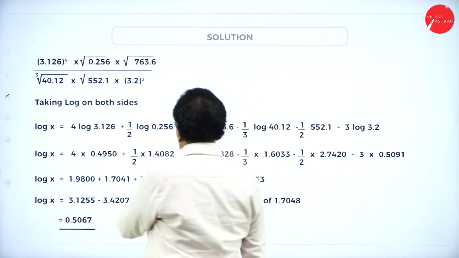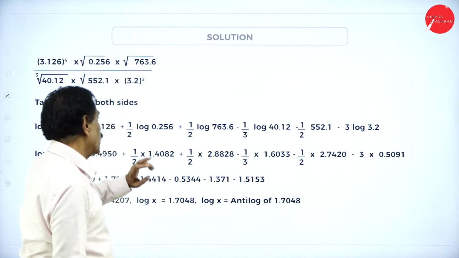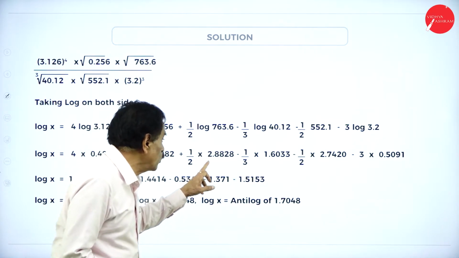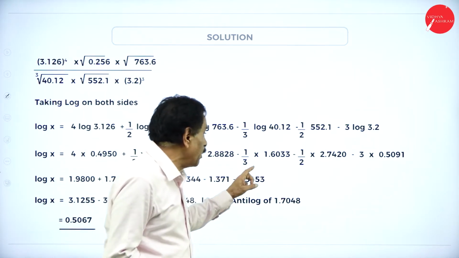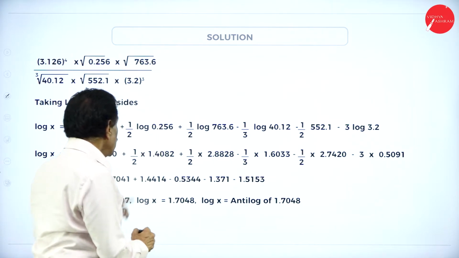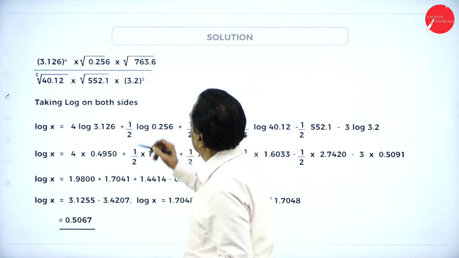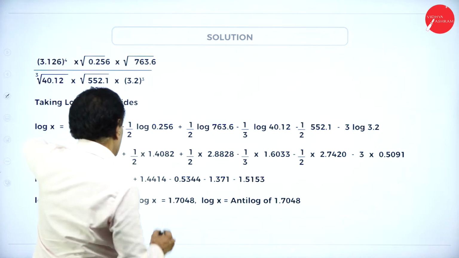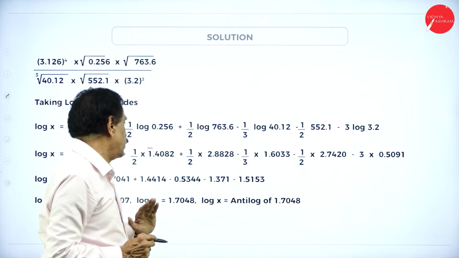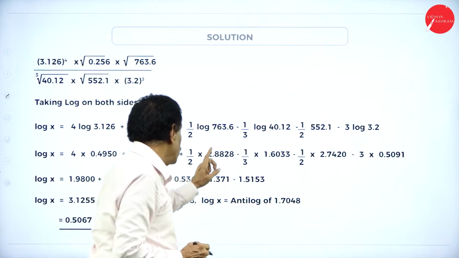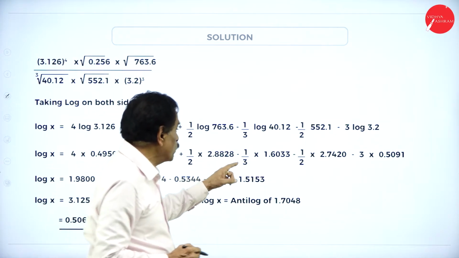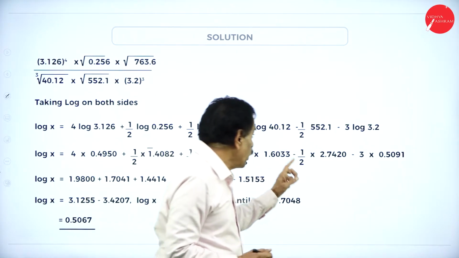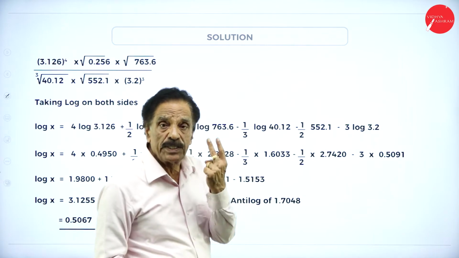Plus half log of 0.256, which is bar 1.4082. Half log of this, bar 1.4082, plus half log of 763, which means 2.8828, minus 1 by 3 log of 40, which means 1.6033, minus 1 by 2 log of 552. There are 3 digits, so you have to take 2 as the characteristic.